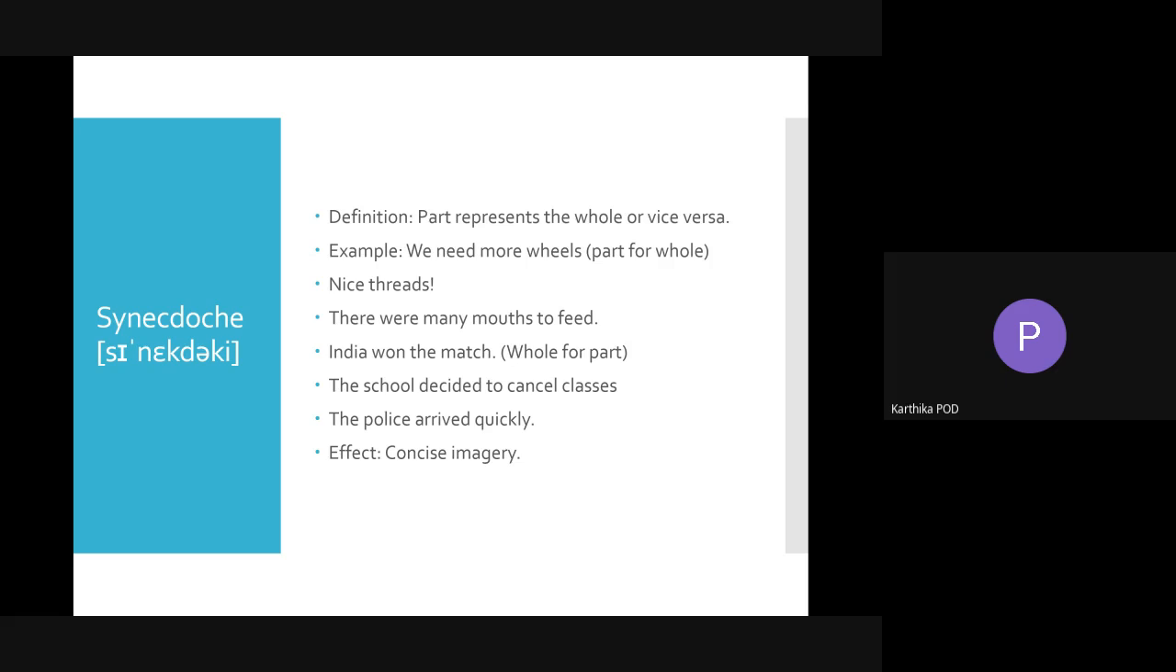So when someone says we need more wheels, what does it actually mean? What does wheel stand for?